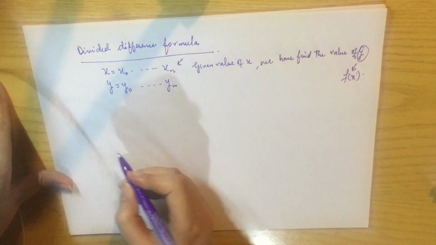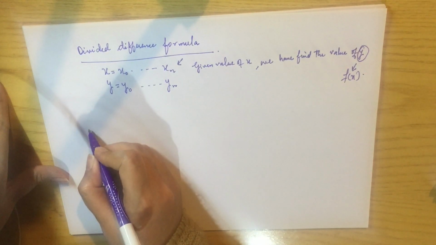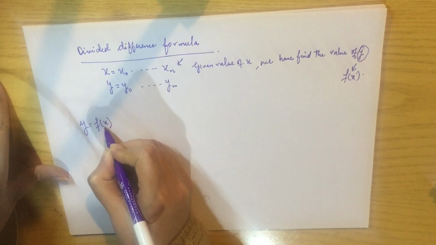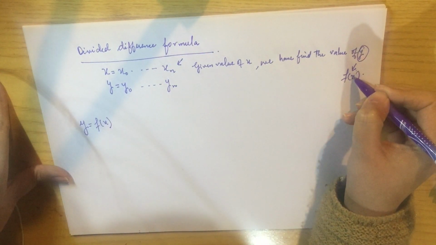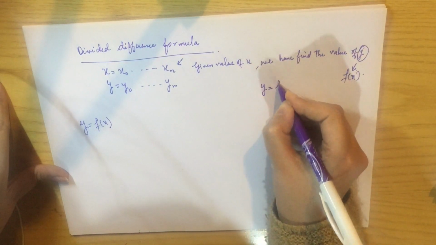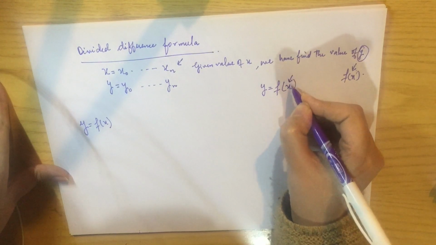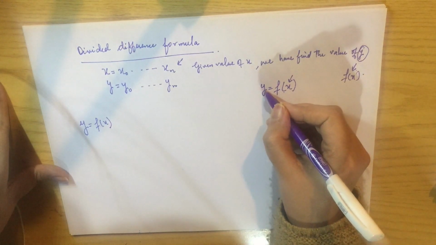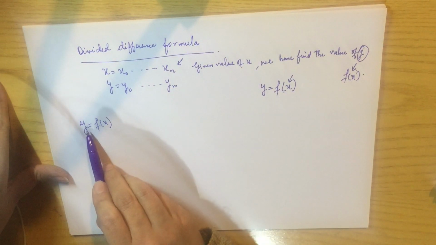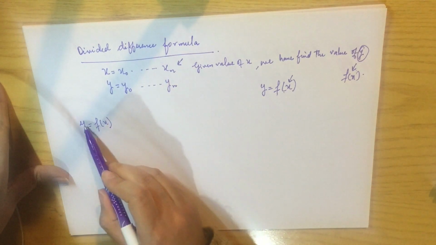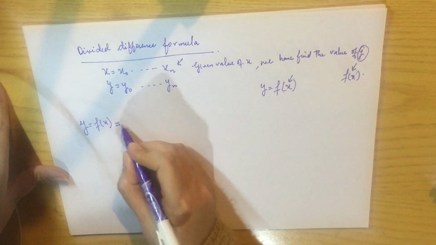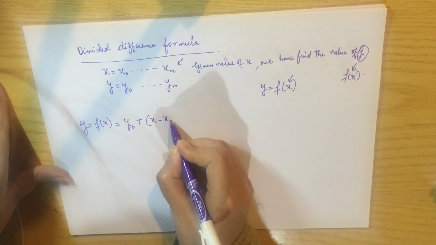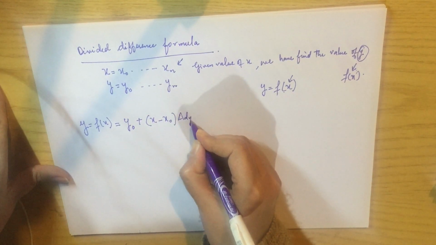For that purpose the Newton's divided difference formula is written as y equal to f of x, because we write the function as y is equal to f of x. When we are given a point x, we put the value of x in the function and we get the value of y. So the formula will be y equal to f of x, equivalent to y0 plus (x minus x0) delta d y0.